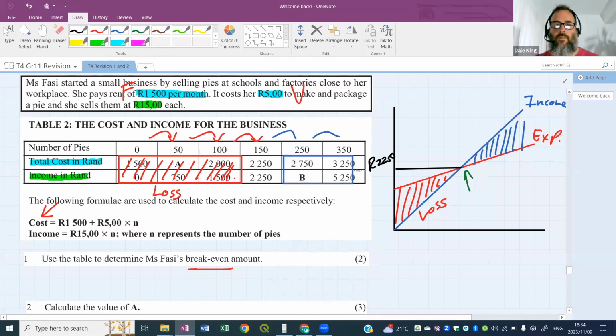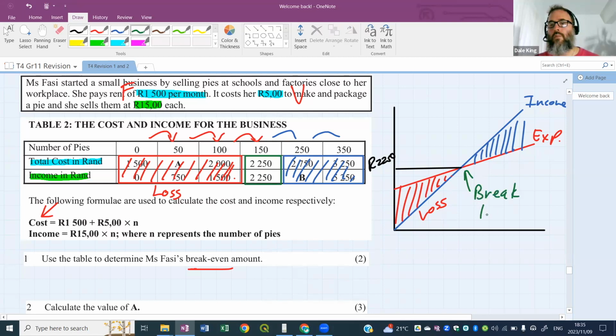There we go. All right, so the right-hand side of the table is the profit side of the table here. And this part in the middle is the break-even part. So I'll use green here. So this green arrow that I've got here is where we are breaking even.